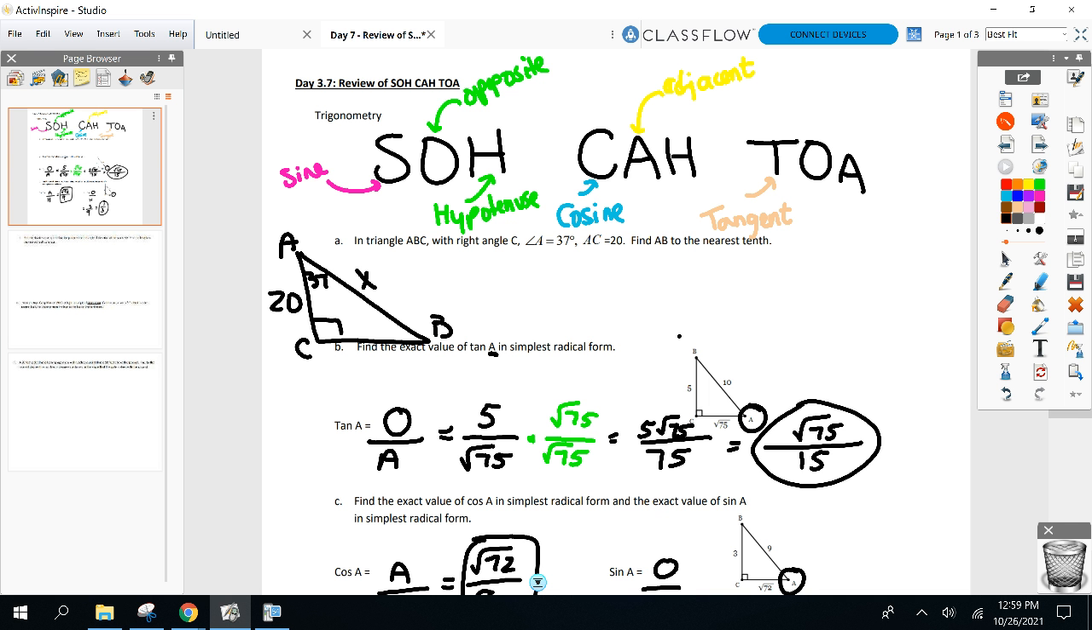And again, just like I told Elliot, your A and B could be flip-flopped to mine. It's not going to affect the problem. We're still going to use the same sine, cosine, or tangent.